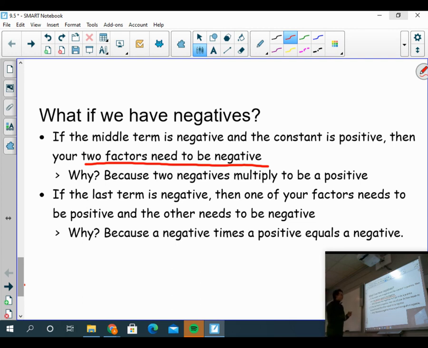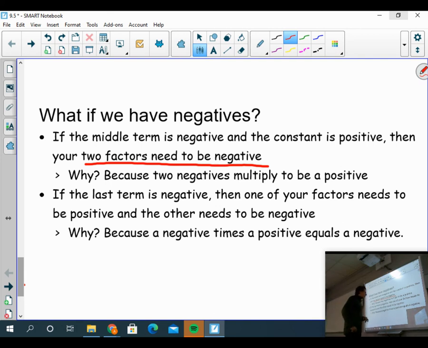But as our second example showed, if the last term is negative, then one of our factors needs to be positive and the other needs to be negative. Why? Because a negative times a positive will equal a negative. Our last term was negative, so we had to do positive 9 times negative 3, or negative 9 times positive 3, to get negative 27. Then looking at the middle term, seeing that it was positive 6, clued us in that it needed to be positive 9 and negative 3, and not negative 9 and positive 3.